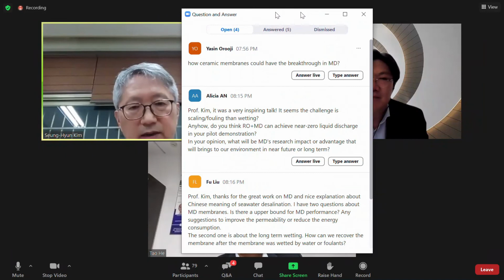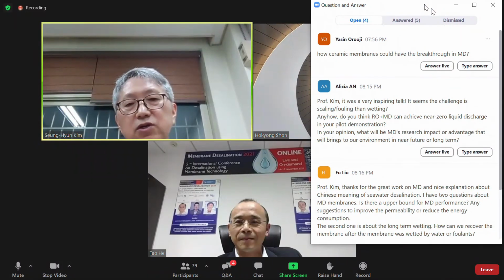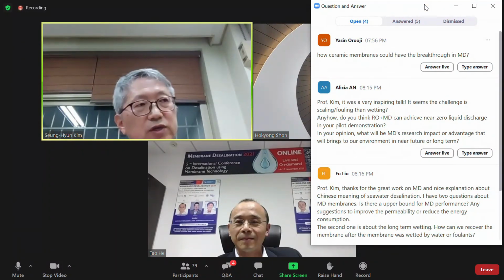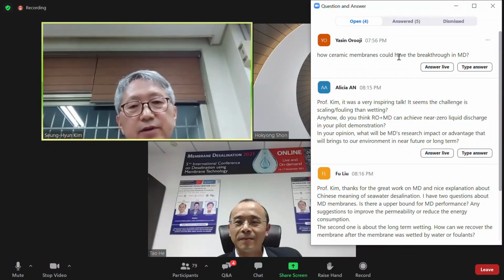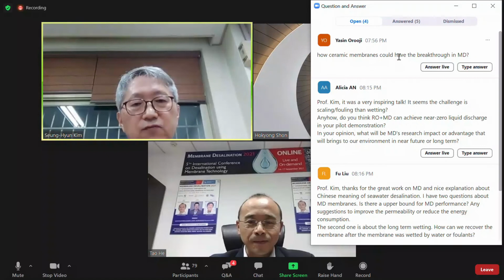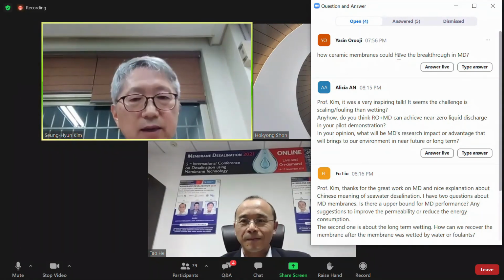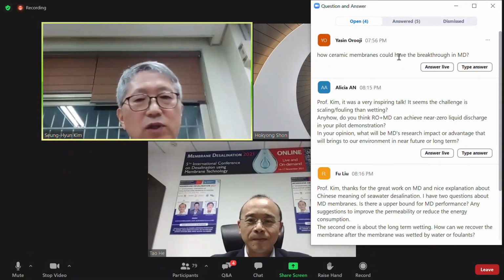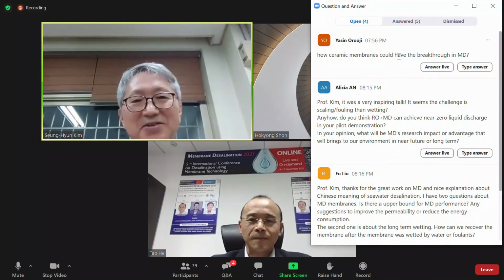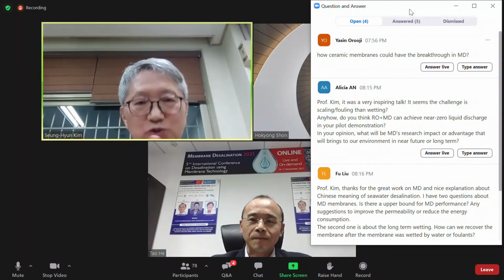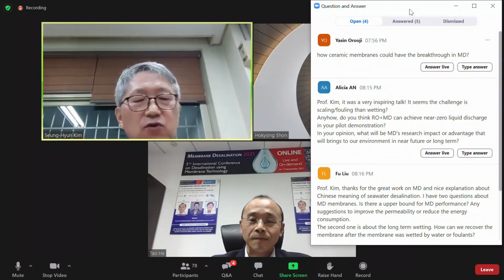Actually, the leaking is potting leaking. It's not the fibers. In that case, we just send it to the manufacturer and they reinforce the potting. The fiber is intact, so the fiber is okay. And for the wetting, we don't have a solution. I hope someone has a solution so that we can de-wet and reuse it in the pilot plant. So far, I don't have a solution, so hopefully somebody can tell me the solution.